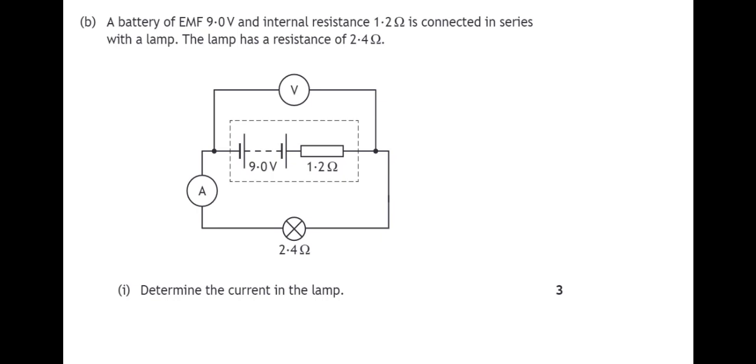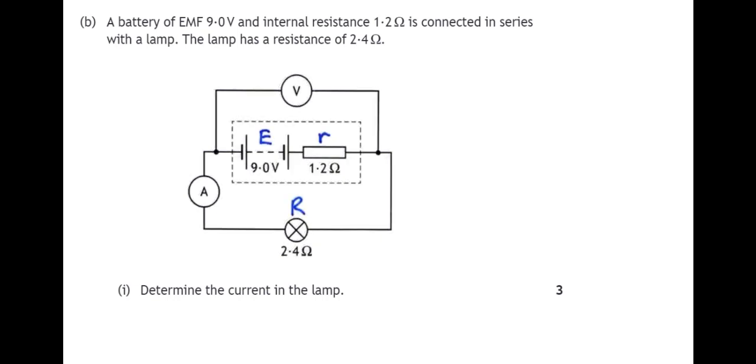Part B, a battery of EMF 9 volts and internal resistance 1.2 ohms is connected in series with a lamp. The lamp has a resistance of 2.4 ohms. Determine the current in the lamp. So what are these values? Well, the 9 volts is our EMF. The 1.2 ohms is our internal resistance, small r. And the 2.4 ohms for the lamp is the load resistance or the circuit resistance.